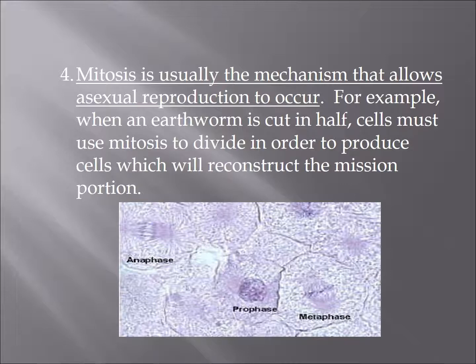Mitosis allows asexual reproduction to occur. Such as when an earthworm is cut in half, mitosis occurs to produce new cells which will reconstruct the missing portion.